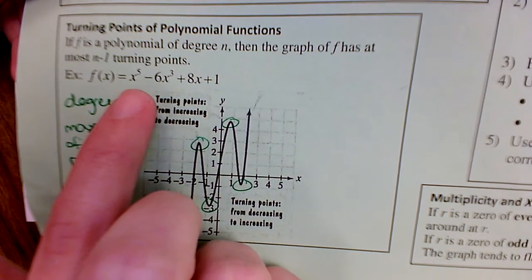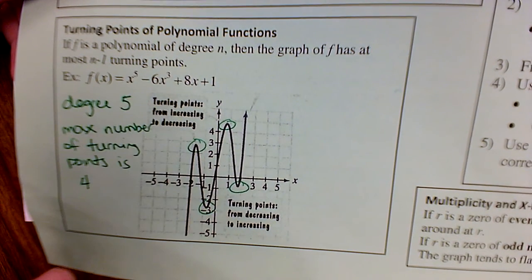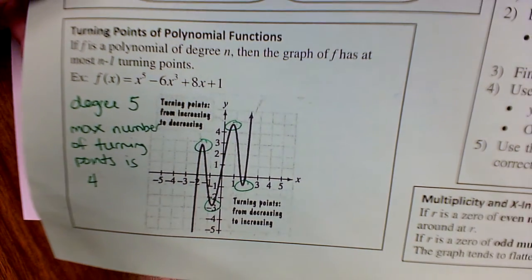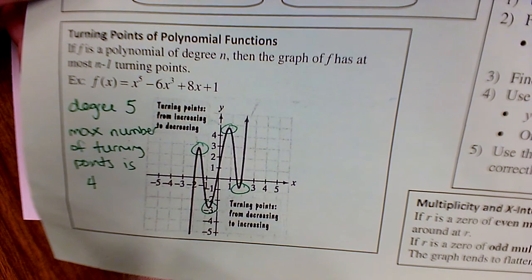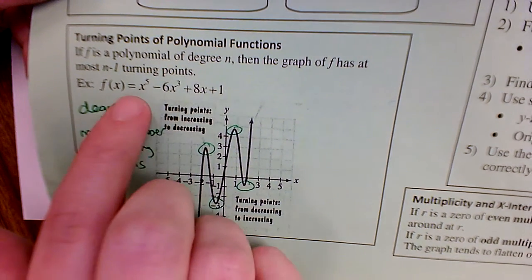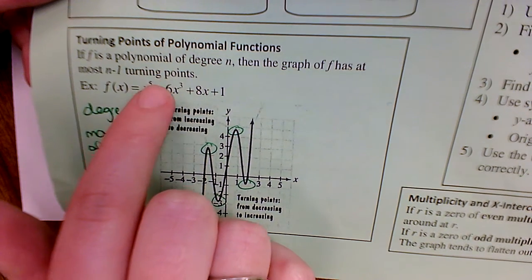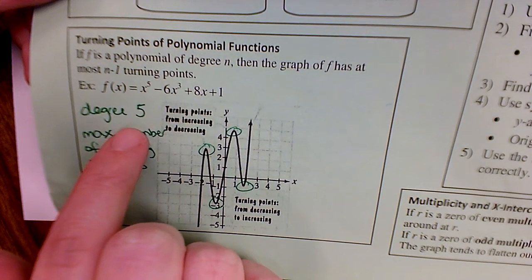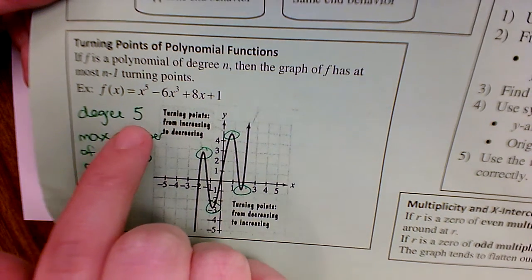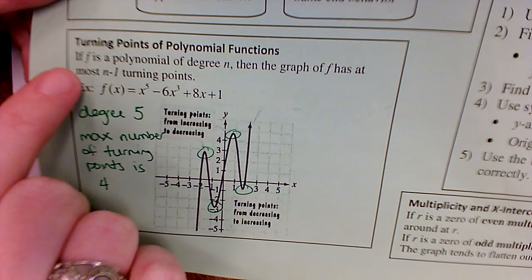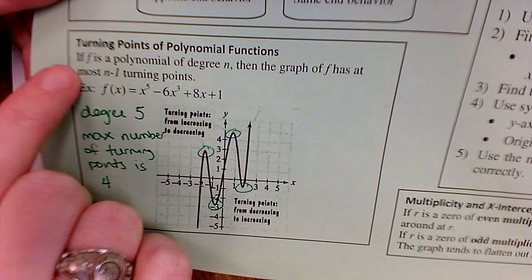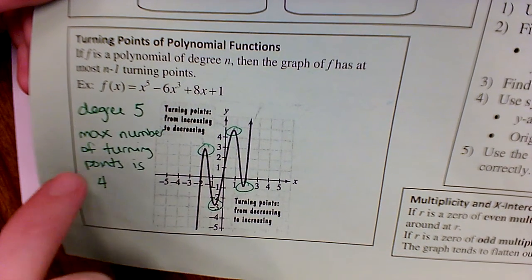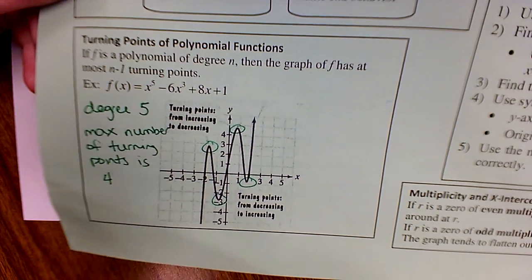So here's my example. f of x equals x to the 5th minus 6x cubed plus 8x plus 1. Remember, your degree is the biggest exponent on your variable. The biggest exponent I have is my x to the 5th piece, so my degree is 5. That means the most number of turning points I can have is 1 less than 5. So my max number of turning points here is 4.